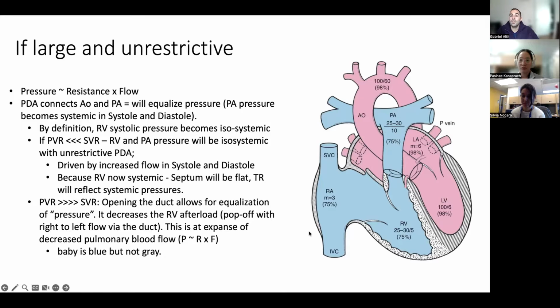So the same way, if you have a vein of Galen or hepatic hemangioma and you get torrential flow coming back, your RA pressure may start rising a bit. You can go to 5, 6, 7 of pressure. And that's why if you're putting umbilical lines on these babies, they have a tendency to easily bleed because the RA pressure is so high from all the shunt.